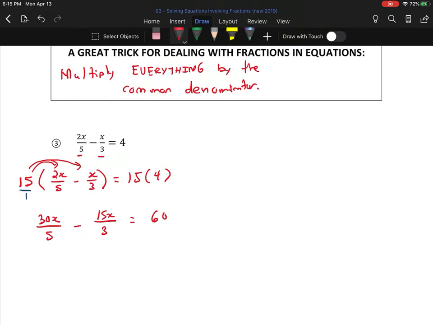And at first glance, again, you look at this trick that I've told you, multiply everything by the common denominator, you're like, oh, that's not very helpful. All you do is make the numbers bigger. But take a look at the fractions. 30 divided by 5 is 6. 15 divided by 3 is 5. And weirdly, in this question, it simplifies down really nicely, where I don't have to do any more work after that. But every question doesn't necessarily have to do that.